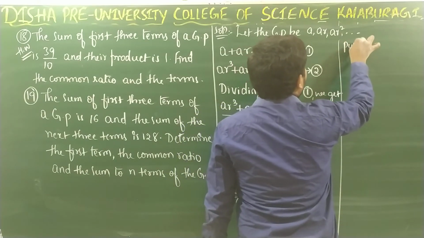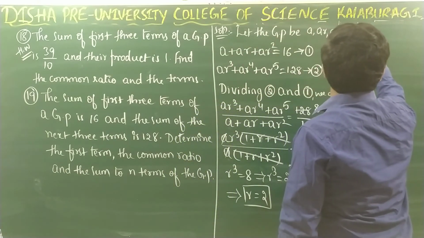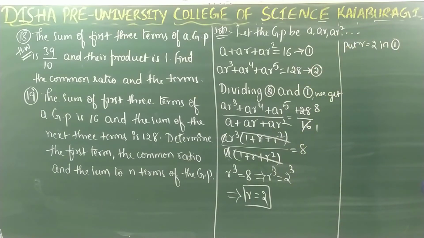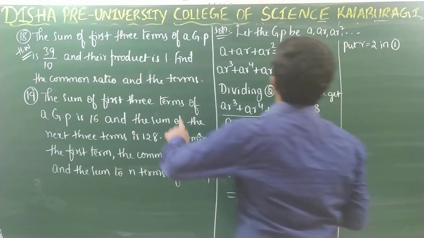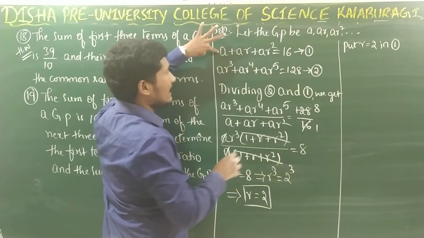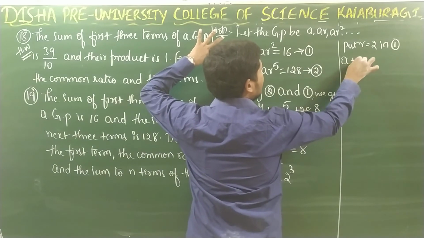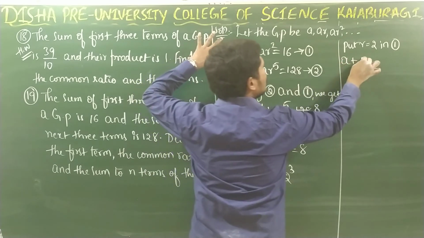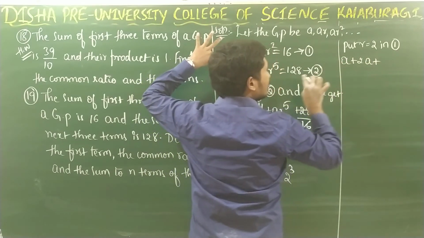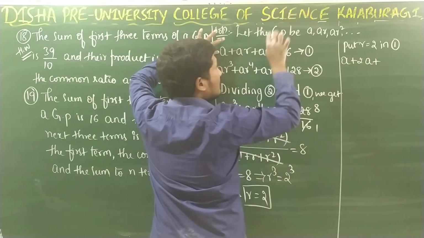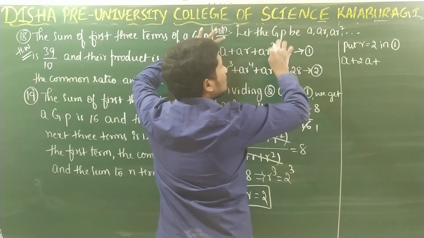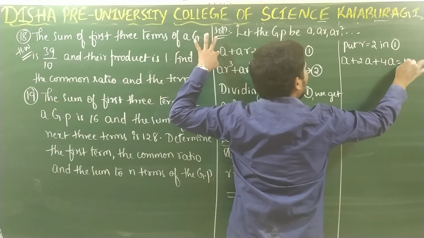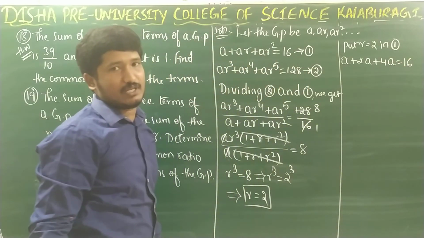We will substitute R is equal to 2 in equation 1. You can also substitute in equation 2, no problem. So what will I get? Equation number 1: A plus A into R. The value for R is 2, so 2 into A, 2A, plus A into R square. R value is 2, 2 square is 4, 4 into A, 4A, is equal to the RHS side, 16.